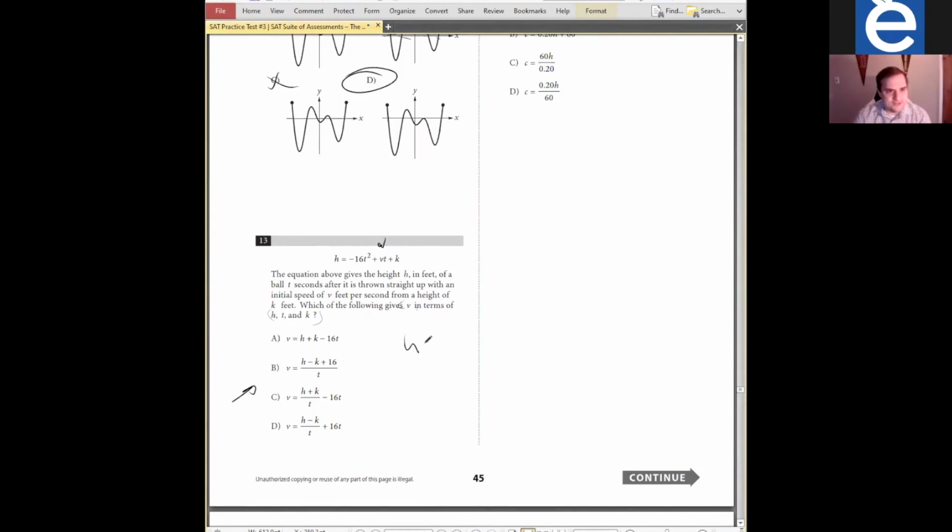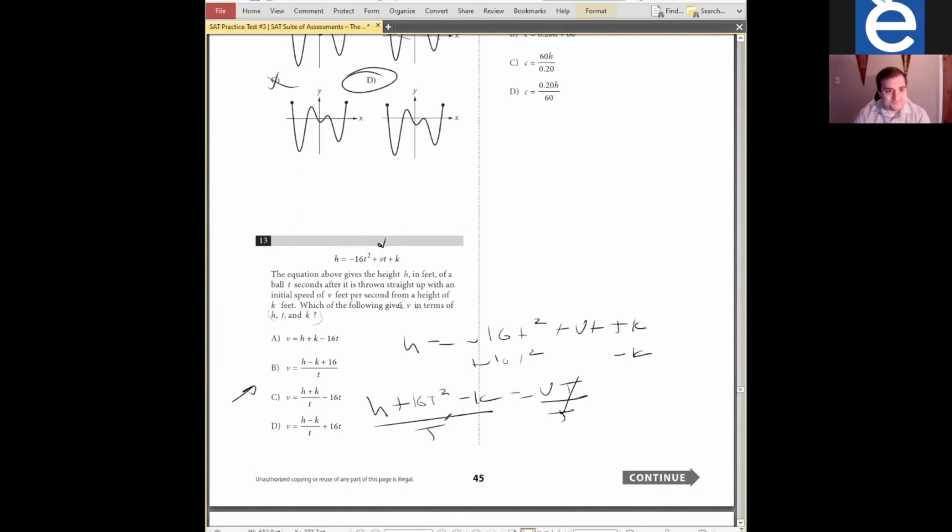So we have h is equal to negative 16t squared plus vt plus k, all right? Well, if we're trying to get v by itself, the first thing I would do is add 16t squared and subtract k. So then we would have h plus 16t squared minus k is equal to vt. Cool. And then I just divide by t. All right. So this is what we would end up with.